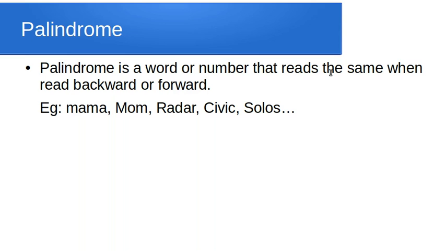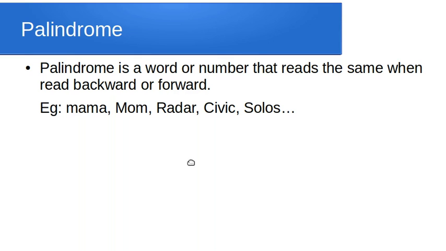We're going to write a program that is going to tell us if a word is a palindrome or not a palindrome. So if you don't know what a palindrome is, basically it's a word that reads the same whether you read it from the back to the front or from the front to the back. For example, mom, noon, soul, civic, radar, all of these are palindromes because they sound the same whenever you read it backwards or forwards.